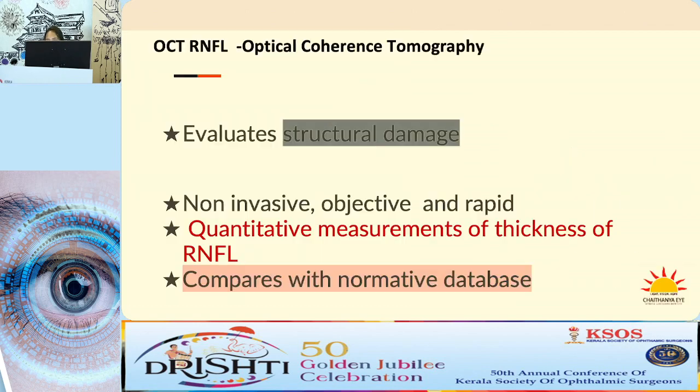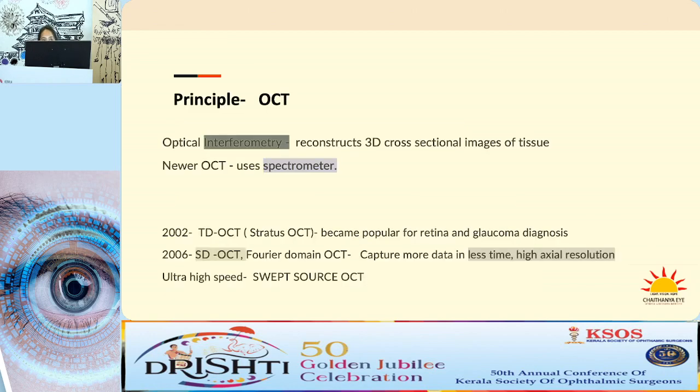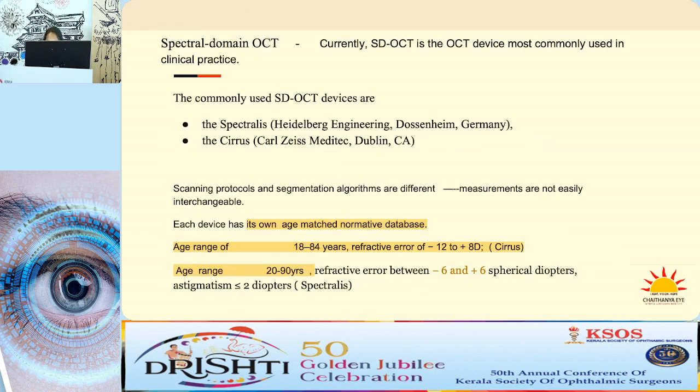OCT is preferred. So OCT RNFL evaluates the structural damage as I mentioned, and it's non-invasive, objective, and rapid, and gives a quantitative measurement of the thickness of the RNFL and compares with the normative database also. The principle is optical interferometry, but newer OCT machines use a spectrometer. Time domain OCT came first, followed by the spectral domain OCT, and swept source OCT is the newer addition.